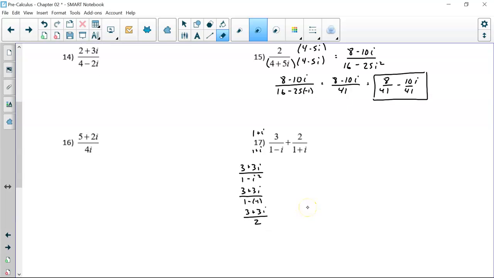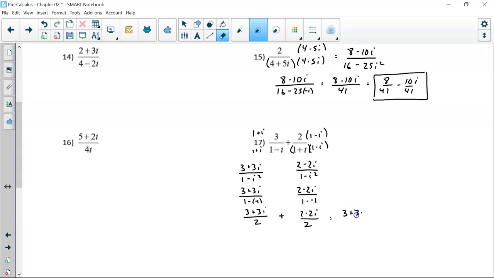Now the second fraction, I'm going to multiply by 1 minus I over 1 minus I. So I end up with 2 minus 2I over 1 minus I squared. So 2 minus 2I over 1 minus negative 1. So it's 2 minus 2I over 2. So now we got rid of I in the denominator, and we ended up with a common denominator at the same time. So we can add the two fractions.